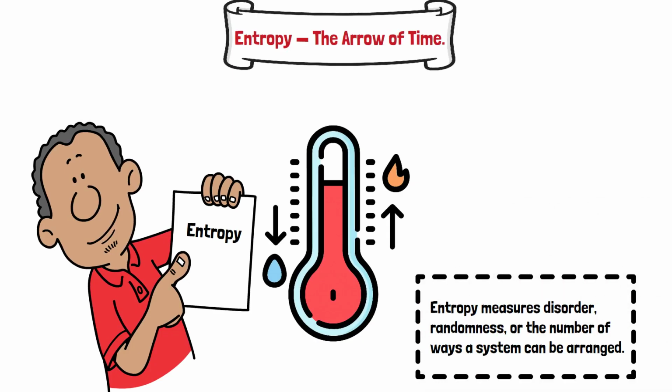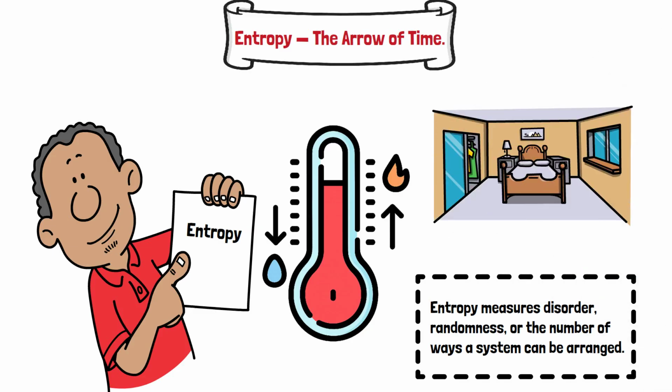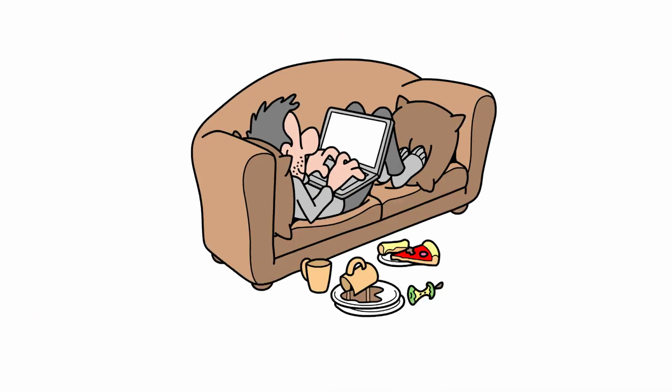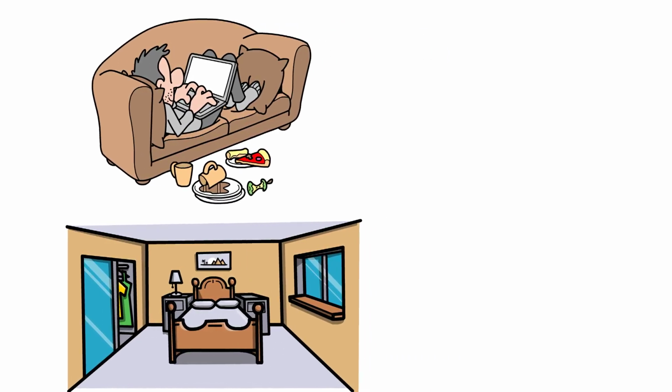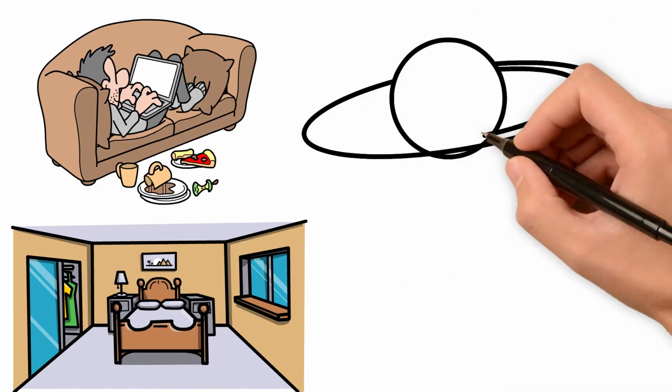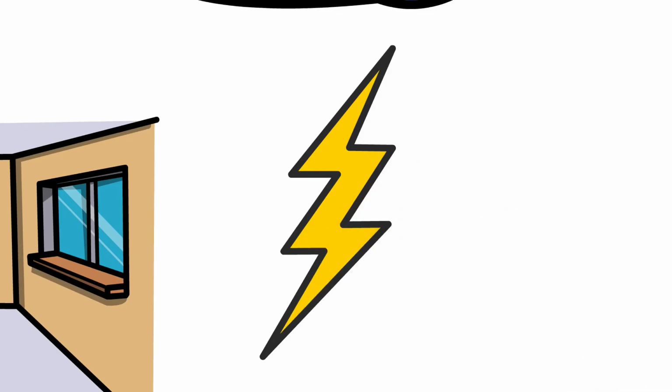Think of it like this: a tidy room represents low entropy, a messy room, high entropy. Left alone, the room naturally tends to get messier, never spontaneously cleaner. The same is true for the universe. Energy spreads out. Order turns into chaos.